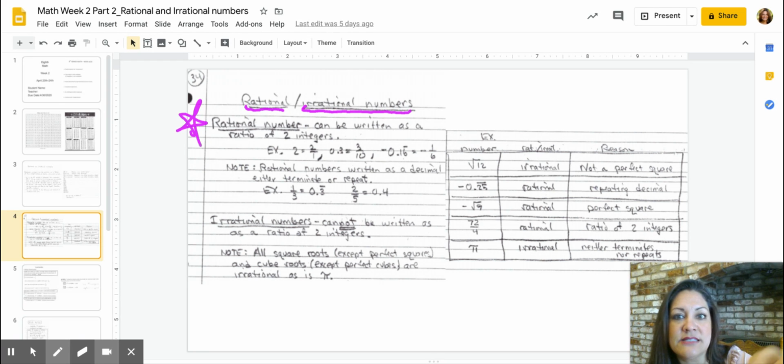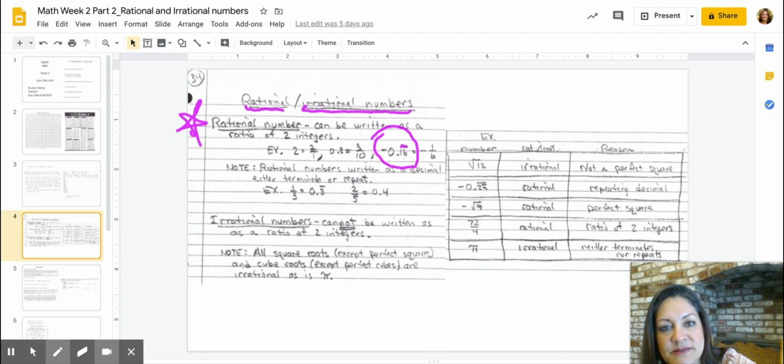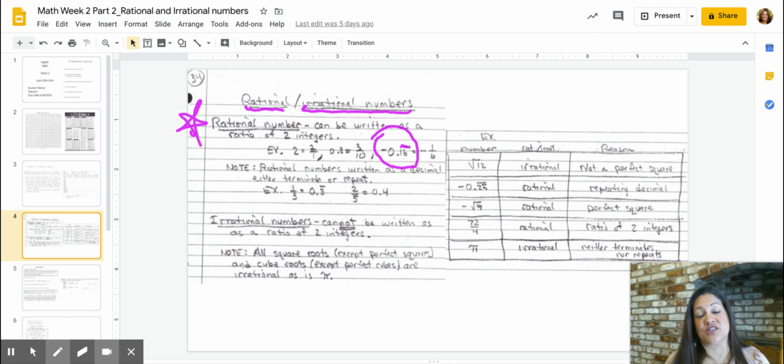0.3 or 3/10 can be written as a fraction, or we have a repeating decimal right here, which is negative 0.16. Repeating is what that line above it means, but we can write that as a fraction, which is negative 1/6. Okay, so note, it says rational numbers written as a decimal either terminate or repeat. Terminate means end, or the number repeats. Our examples are 1/3, same as 0.3 repeating, or 2/5 can be written as a decimal, 0.4, it terminates.